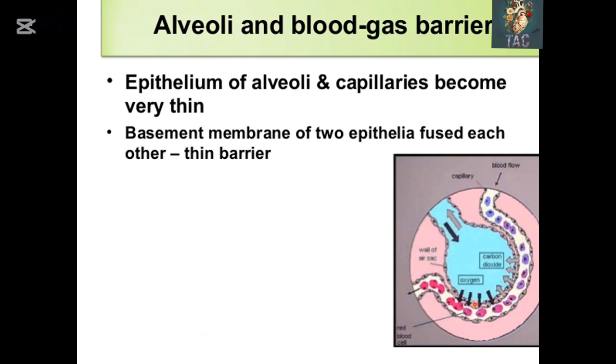But another point you must remember over here is that this is the thin barrier. At certain places, a large amount of connective tissue is also present, which makes this area thick, and at such places we call it the thick interalveolar segment. Usually the gas exchange takes place at this level where this barrier is thin.